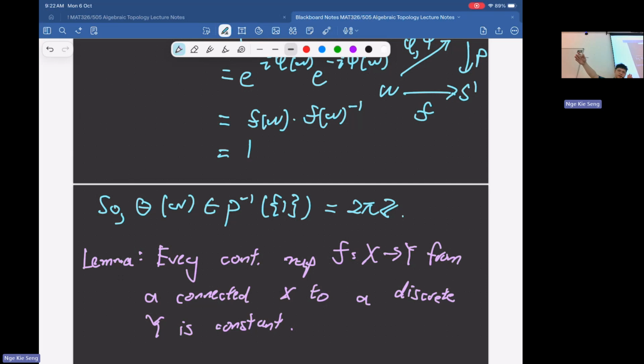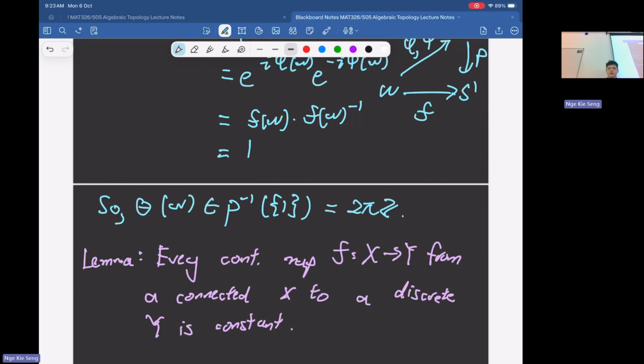If you have a connected space, and you want to map into some discrete space, if you want a continuous map, it must be constant. You cannot send this to this point and that to that point. Everything must be sent to the same point. So how to prove this? For example, let's say we have an image f(x), and then we can look at the complement. These two are open subsets of your discrete space, because this is the discrete topology. One point is open, and the complement is also open.